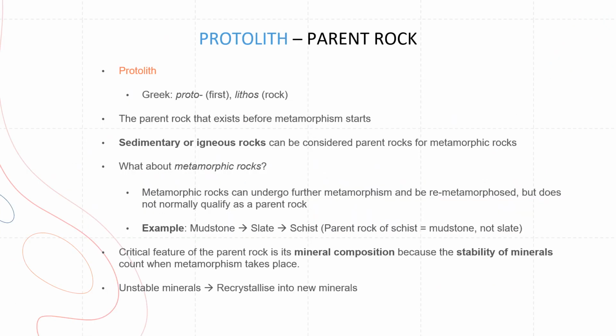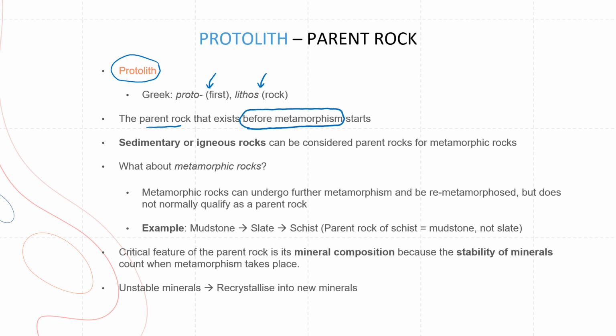Okay, so now that we've had a discussion about the limits at which metamorphism occurs, let's take a step back and talk about the origins of metamorphic rocks. We're going to have a discussion about the protolith, or the parent rock. So what are protoliths? Protolith comes from Greek: proto, which denotes first, and lithos, which is rock. So basically, it is the parent rock or the first rock that existed before metamorphism starts.